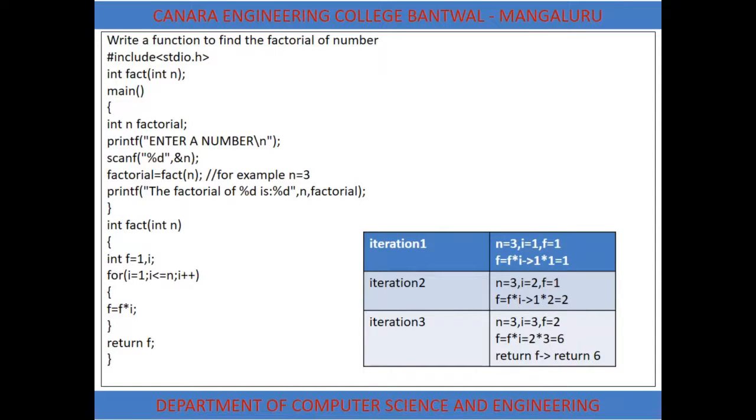Now return f is executed. So the factorial of 3, that is 6, is stored in f. So return f. So the value is returned back to the calling function. So the value stored in f is 6. That 6 will be copied onto the variable factorial in the main function. Next line is executed. Printf, the factorial of percentage d is percentage d, comma n, comma factorial. So the result will be the factorial of 3 is 6. That will be displayed and the function terminates.